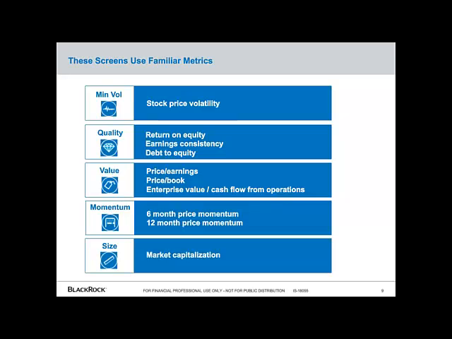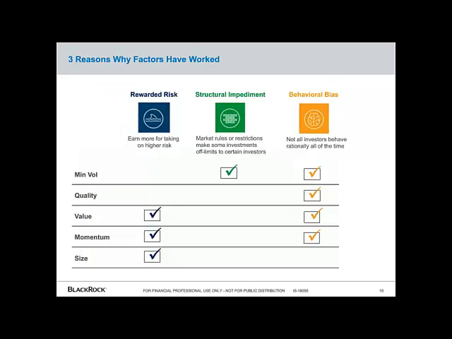All 5 of these factors capitalize on either a structural impediment, a behavioral anomaly, or they reward you for risk that you're taking. Now, let's look at value as an example. Value investing has worked for 2 main reasons. The first reason is it's rewarding you for risk. Value firms with higher fixed costs are riskier because they're less flexible than growth firms over time.